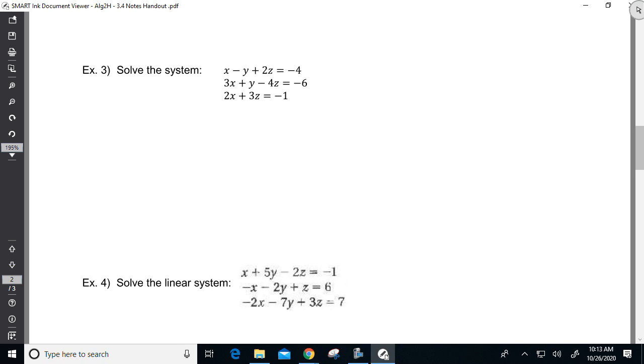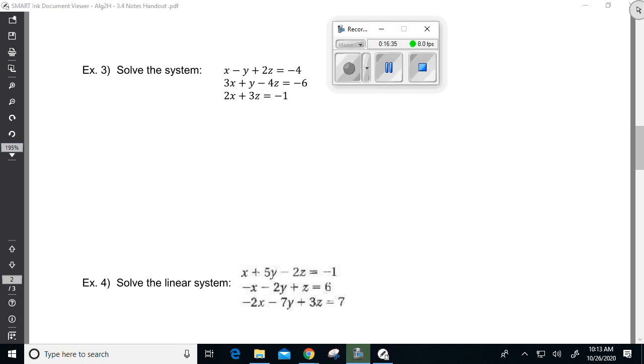Alright, so example 3. x minus y plus 2z equals negative 4. 3x plus y minus 4z equals negative 6. 2x plus 3z equals negative 1. So notice, this time, one of the variables, the y variable, wasn't present in the third equation. Okay, that's going to work. That's going to happen sometimes.